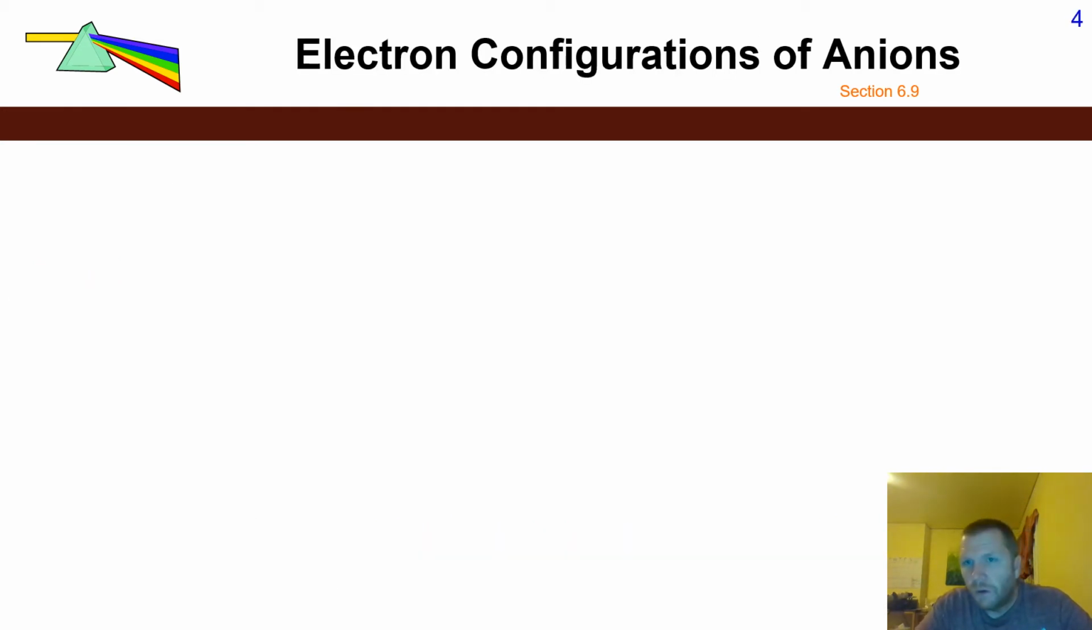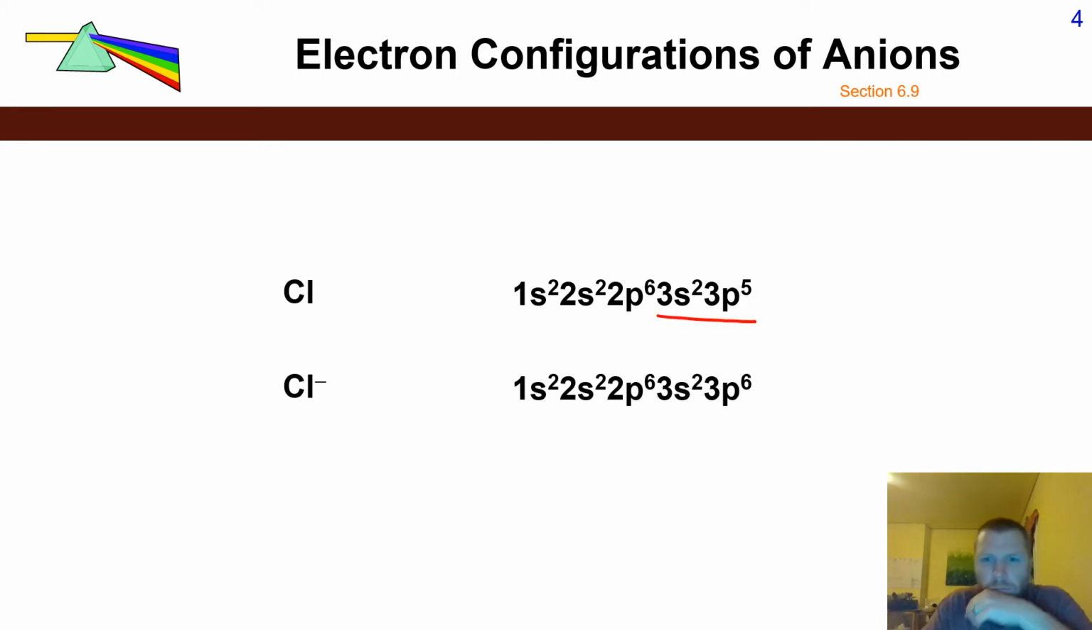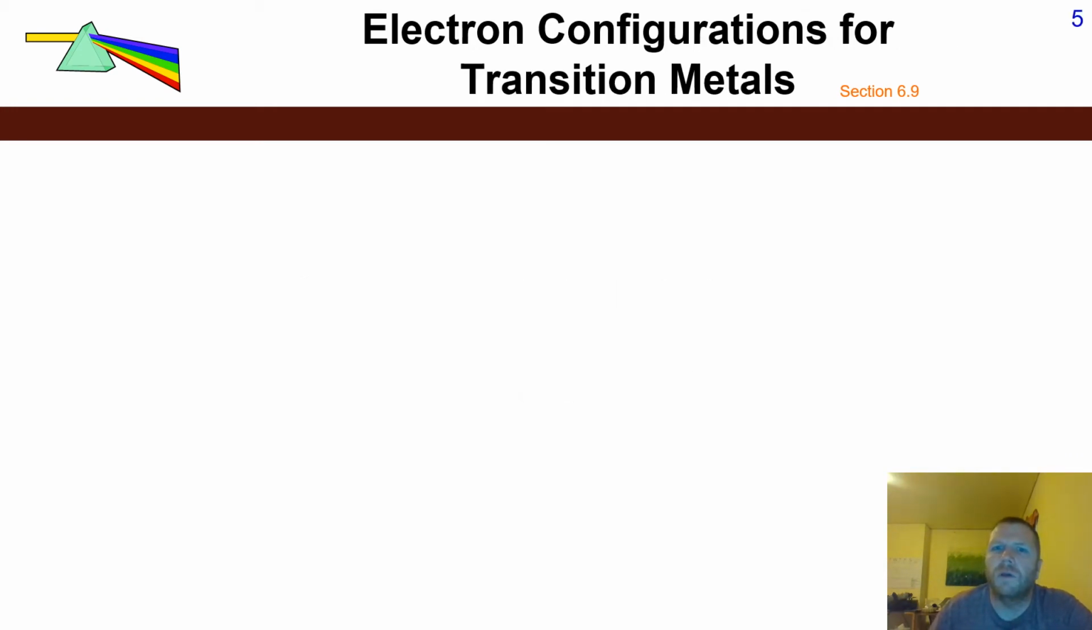Now, electron configurations of anions. Chlorine forms the chloride anion. Well, chlorine has a 3s2, 3p5. Those are the valence electrons. When it gains an electron, so it's the Cl-, that chloride ion, now all of a sudden it's got a 3s2, 3p6 electron configuration.